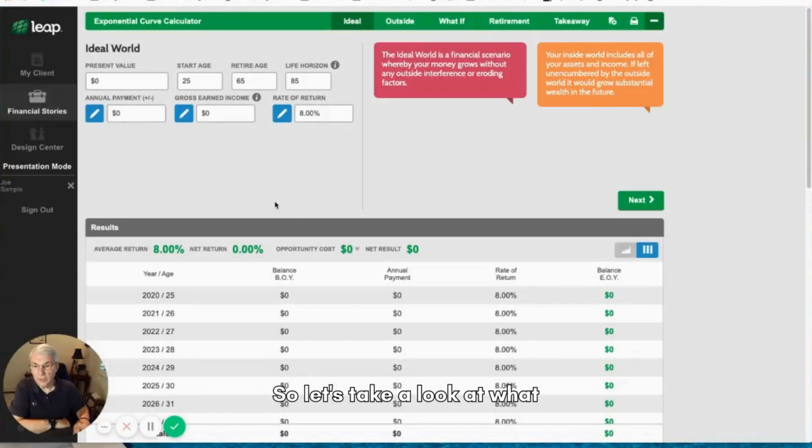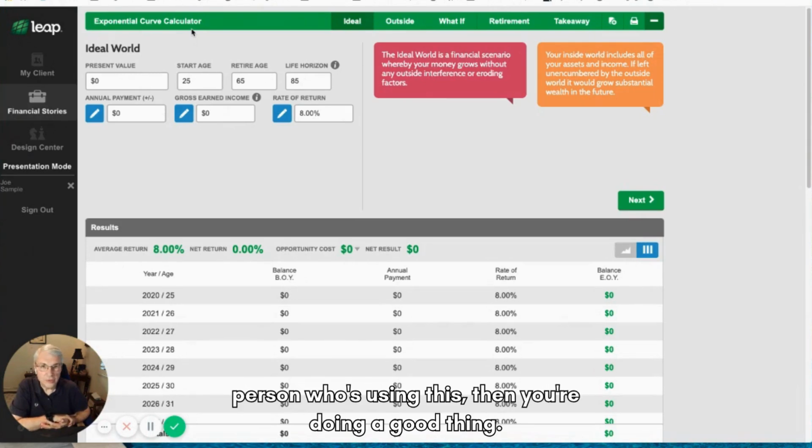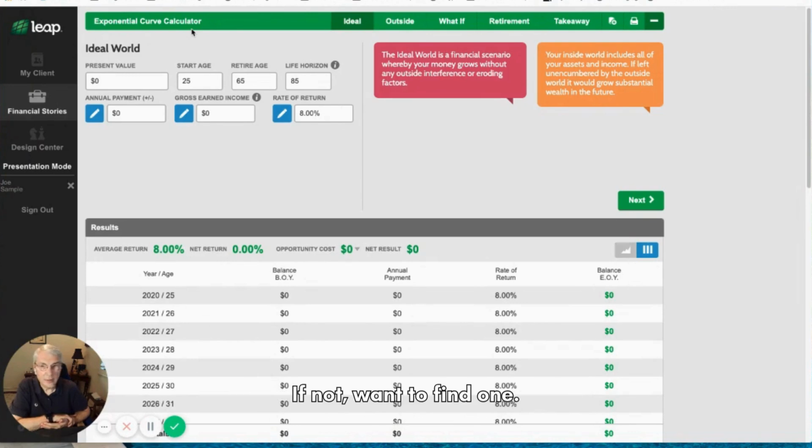So let's take a look at what we call an exponential curve calculator. This is the LEAP system, lifetime economic acceleration process. And if you're working with a financial person who's using this, then you're doing a good thing. If not, you want to find one.